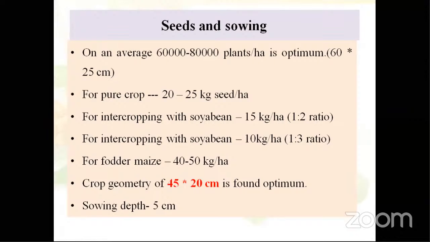This is more important from the objective point of view. For fodder purpose maize, 40 to 50 kg per hectare is required. Then crop geometry, 45 centimeters into 20 centimeters is found optimum.